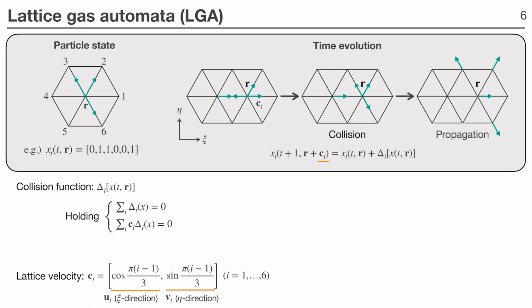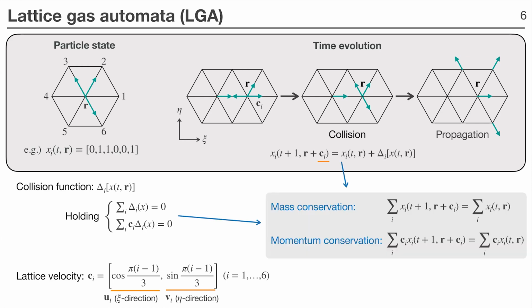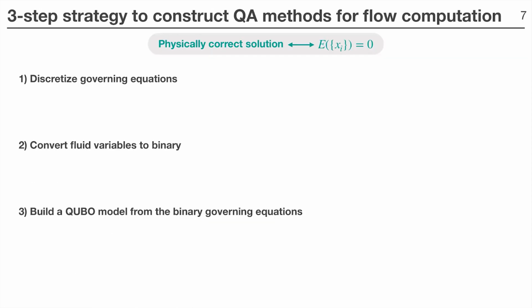Using these three equations, we can obtain these two conservation equations. These equations are actually quite obvious. For example, in the mass conservation, this equation says the number of particles should be the same before and after the collision. The same should be satisfied for momentum conservation. So we focus on these conservation equations to develop our quantum annealing methods.